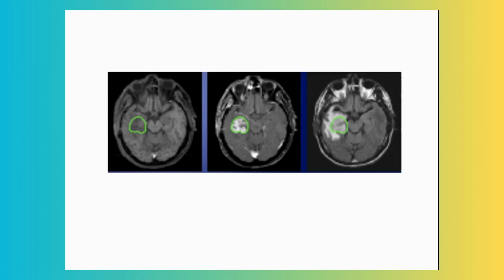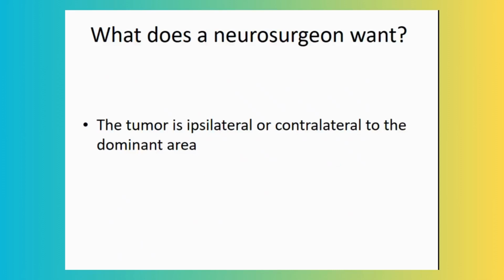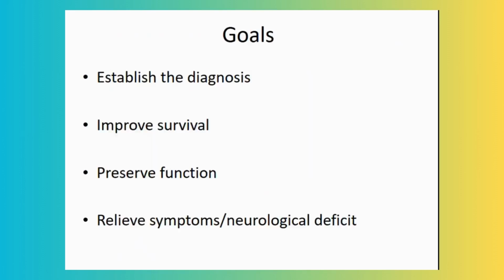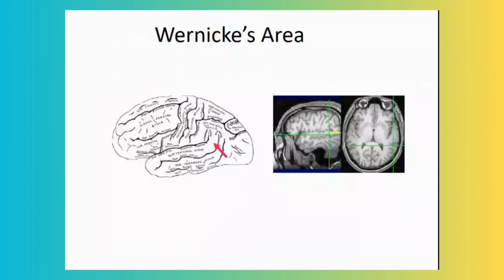This is a tumor in the right temporal lobe, the medial temporal lobe. So the surgeon wants to know, when I take out this tumor, whether I am hitting the language area or not. And this is the other side. This is not the dominant side. 99% of people are dominant on this side.